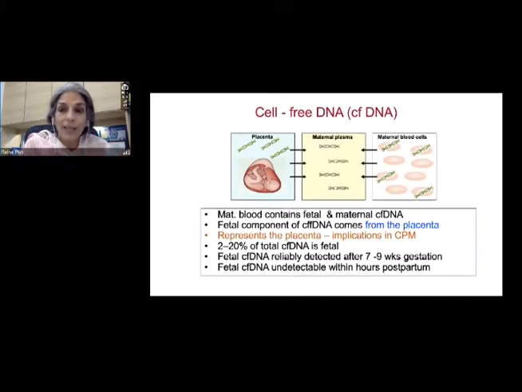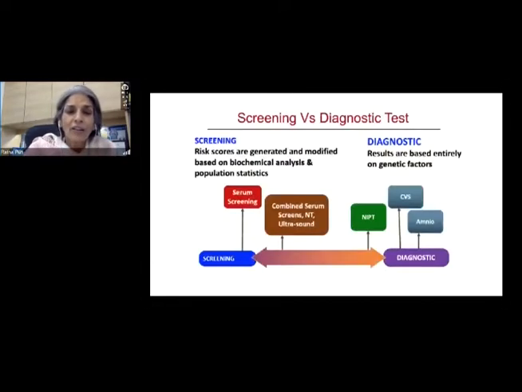And once the baby is delivered at term, this fetal DNA disappears from the blood postpartum. So there is no risk that in a second pregnancy, the cell-free fetal DNA present in the maternal blood actually represents that from the first pregnancy.